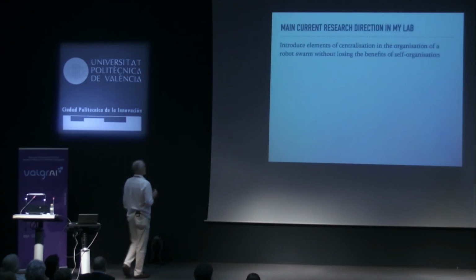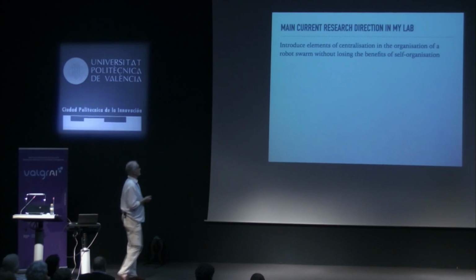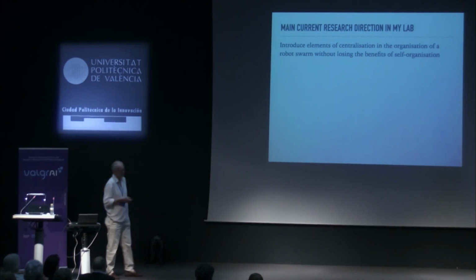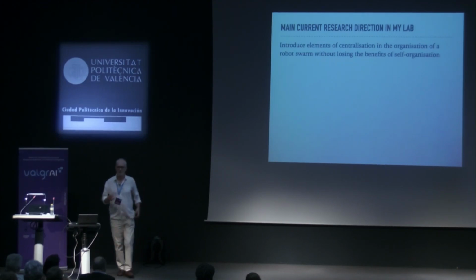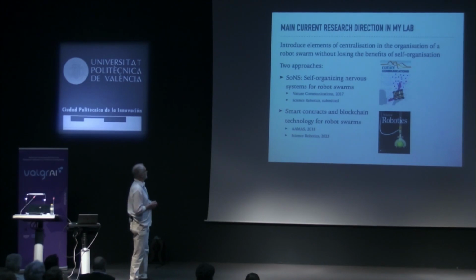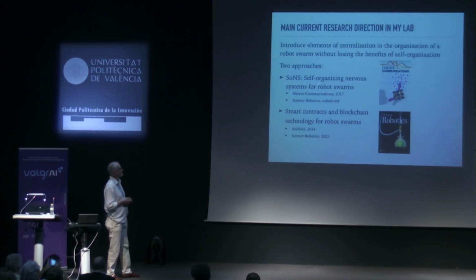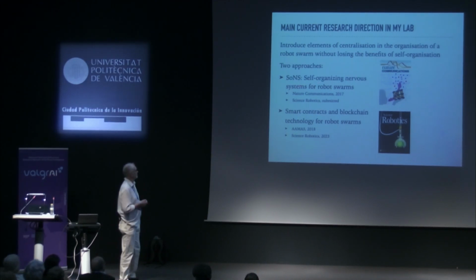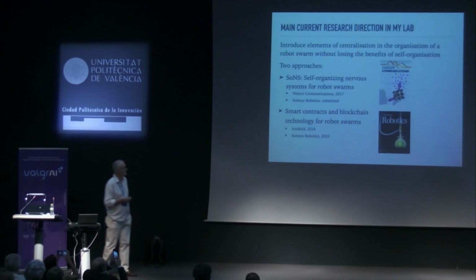And currently, my main research direction in the last 10 years has been to address these open problems, taking one particular approach: trying to introduce some elements of centralization in a RoboSwarm without losing the nice properties of self-organized systems. There are two ways in which I approach the problem. One is the one that I will be talking about today. And then the other one is by using smart contracts and blockchain technology.